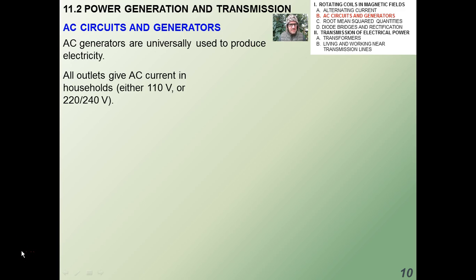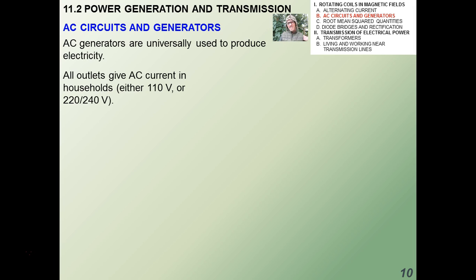Okay, students, welcome to the second video in subtopic 11.2. I'm going to talk about AC circuits and generators in particular, and how we actually get that electrical power from AC circuits. I'm going to talk about something called the root mean squared quantity, and something even cooler than that. It's called diodes and diode bridges and rectification. The whole purpose of this video is to talk about how electricity is produced for household and industrial use.